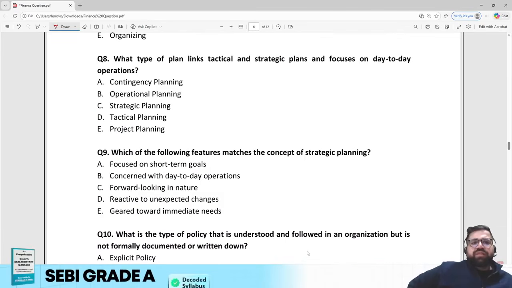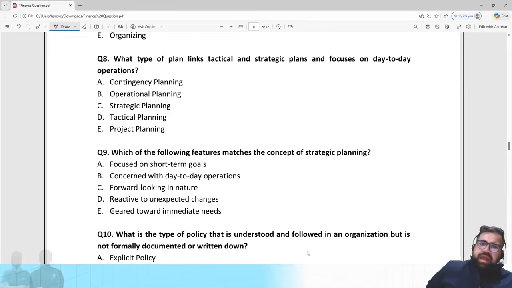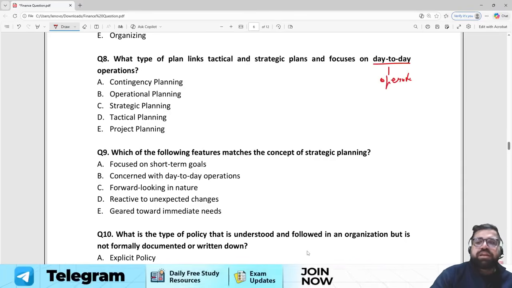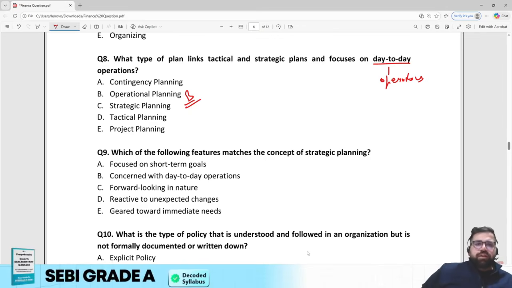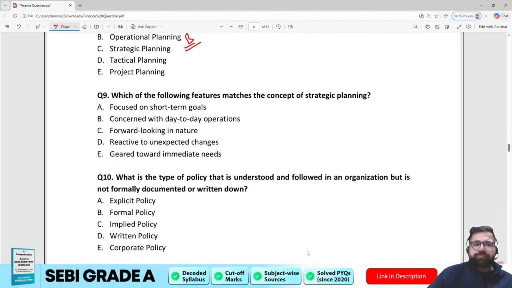Next, 8. What type of plan links tactical and strategic plans and focuses on day-to-day operations? Right? Tactical and strategic plans and focus on day-to-day. For day-to-day, the only plan is operational. So this becomes your keyword and your answer will become option number B. Why? Because operational plans are based on day-to-day operation only, and they will definitely link your tactical and strategic plans so that the implementation can be smooth. So my correct answer will be option number B.